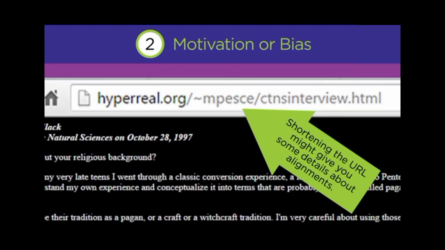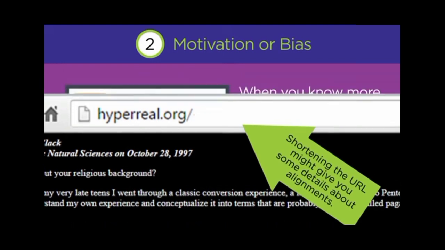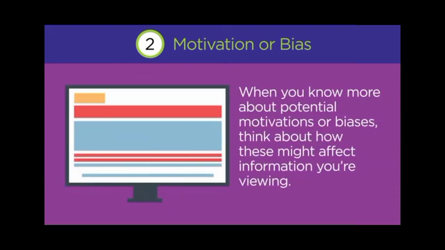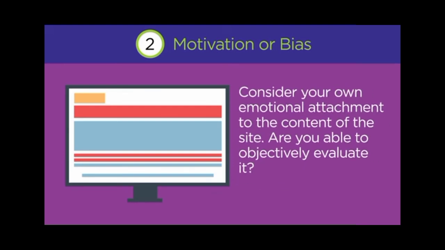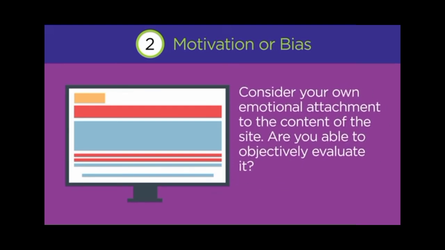Shortening the URL to find the homepage of the site you are viewing might give you some details about any groups or organizations that the website is aligned with. When you know more about potential motivations or biases associated with the site, think about how these might affect the information that you're viewing. Also, consider your own emotional attachment to the content of the site. Are you able to objectively evaluate it?